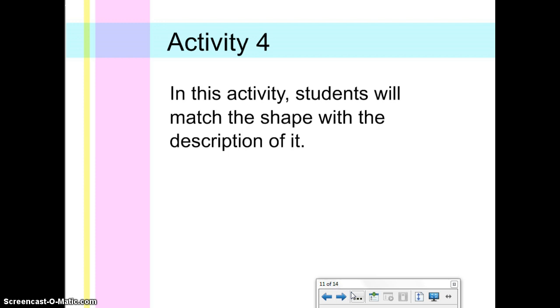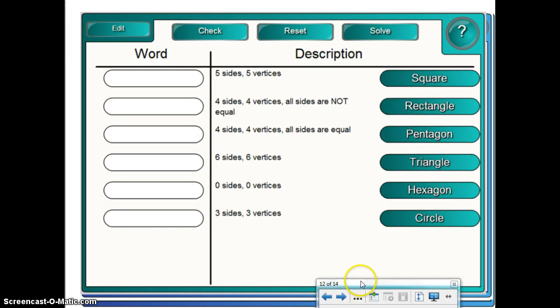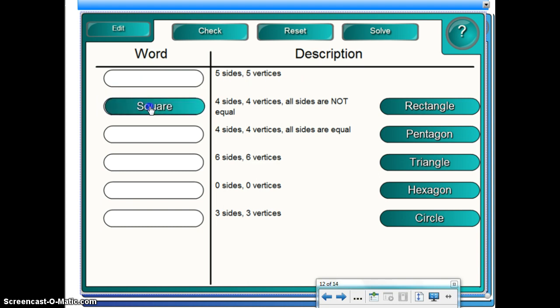In this next activity, students will match the shape with a description of it. So especially if there's younger students, they may not be able to read, so this might be a good activity to do as a class. So this activity has the words square, rectangle, pentagon, triangle, hexagon, circle with a description, and students must match the shapes with the description. So square has 4 sides, 4 vertices, but all sides are equal, so we're going to put it here. And let's just put it randomly.